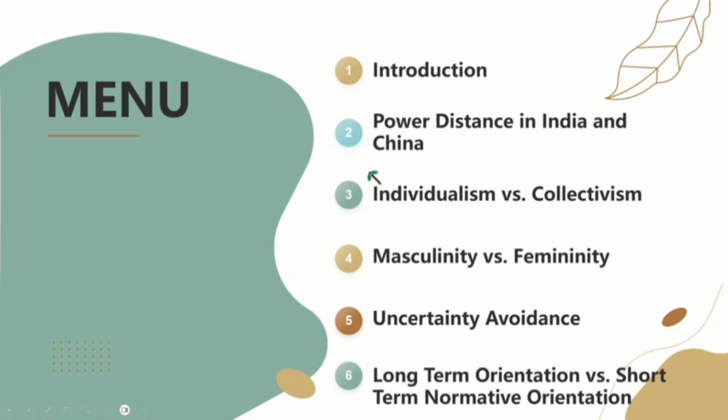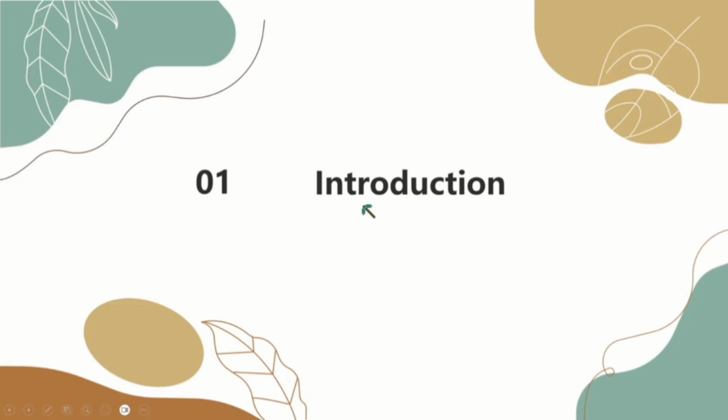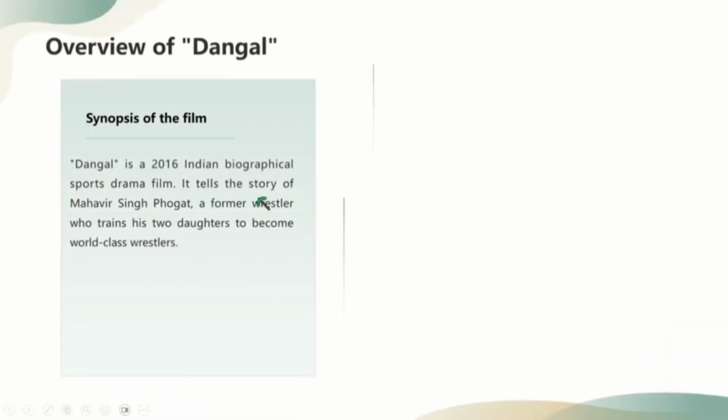Before we begin, let's first understand the film. Dangal is an Indian biographical film based on a true story of Mahavir Singh Phogat, a former wrestler who trains his daughters, Geeta and Babita, to become world-class athletes. The film challenges traditional gender roles in rural India and celebrates resilience, family bonds, and social change.